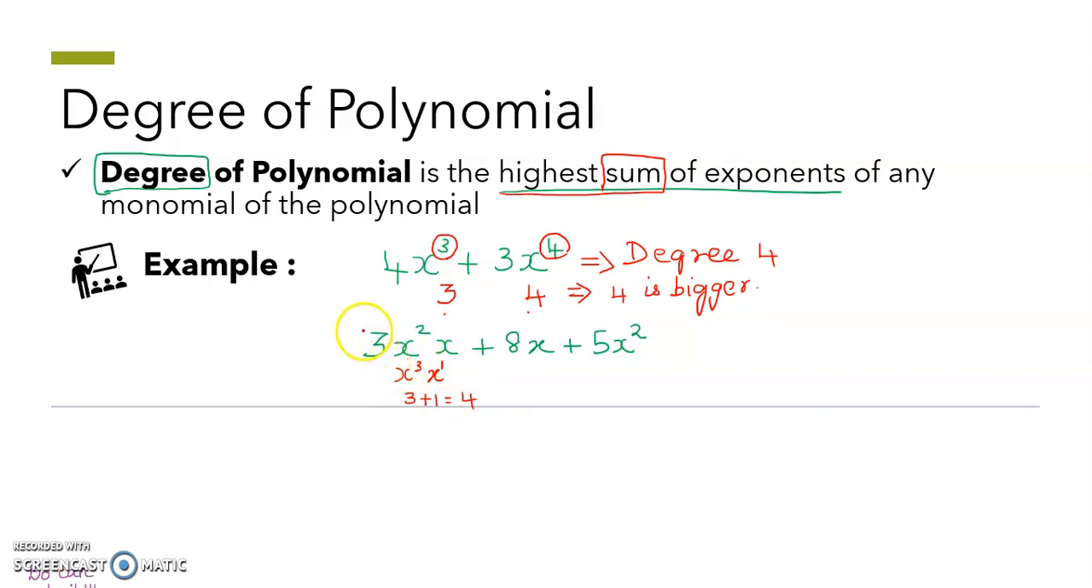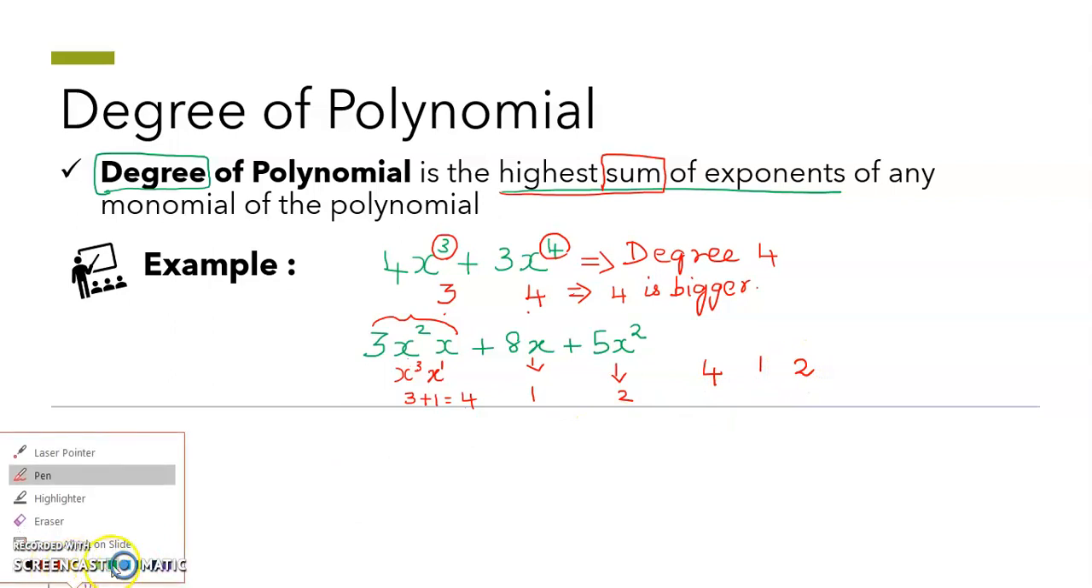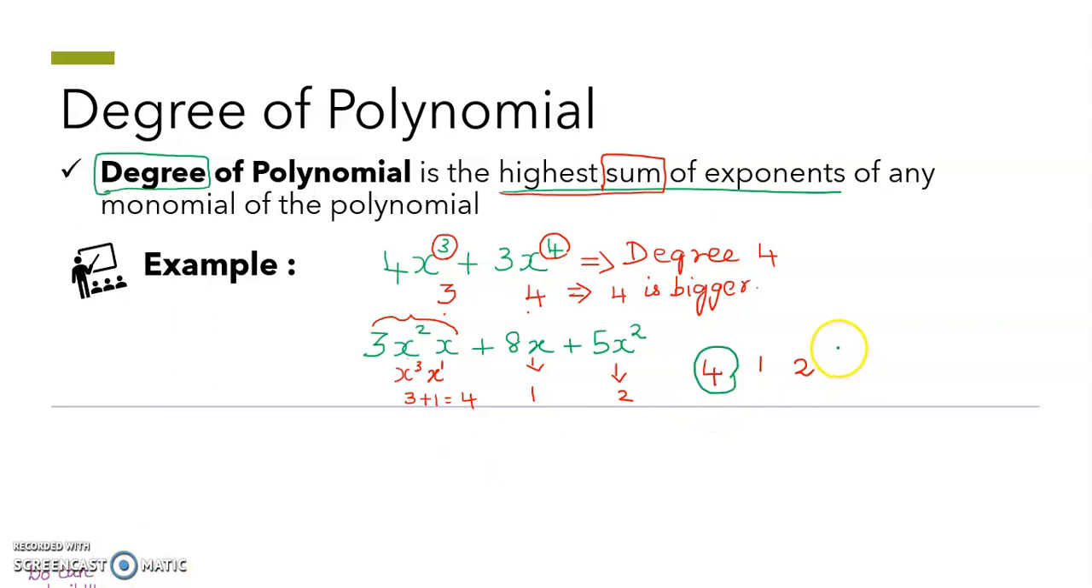So for the first monomial, the degree is 4. The second one, the degree is 1. The third one, the degree is 2. So we have 4, 1, 2. Which is bigger? Obviously, 4 is bigger. So your degree for this expression is 4. I hope with these two examples, the concept of degree of a polynomial is clear for you.